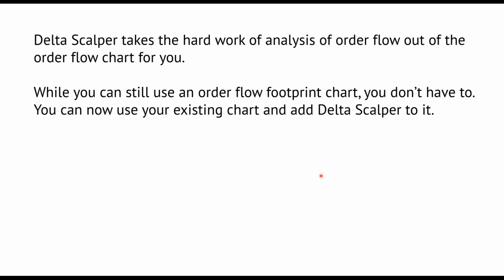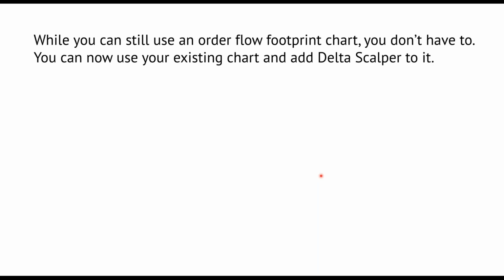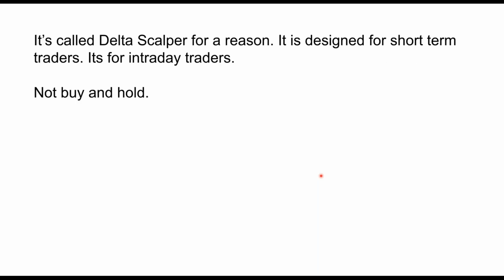I realize a lot of people trade off bar charts. They want to keep it clean, or they have their existing indicators on there. That's fine, right? You don't have to take everything you are currently using in the market and just chuck it out the window. No, what I'm saying is you just add Delta Scalper to your existing chart. And again, it runs on NinjaTrader 8. So again, you don't have to use an order flow footprint chart. If you have a chart that you're comfortable with, that you've been trading with for a long time, you could keep it, right? You just add Delta Scalper to it.